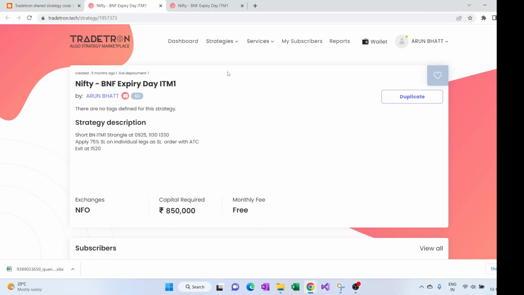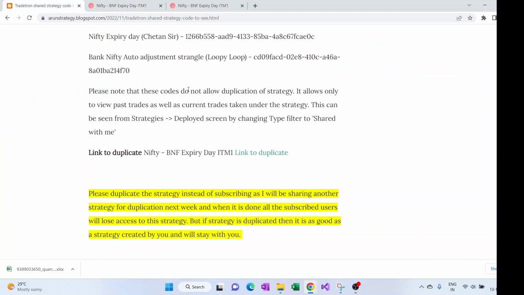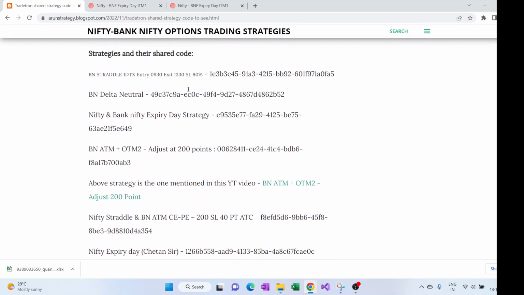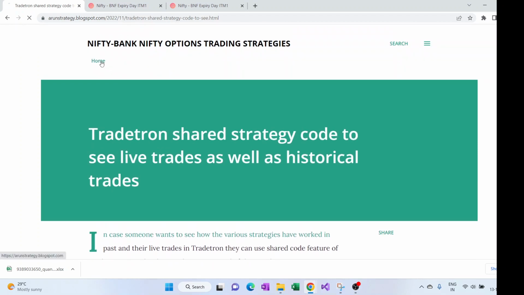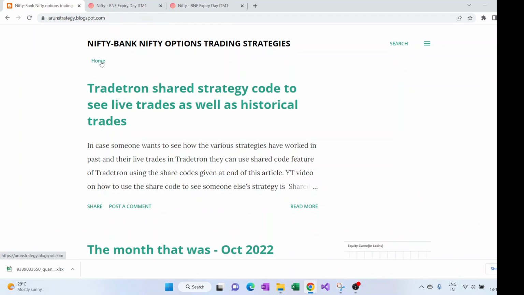So before going into the details of the strategy, I'll just share the backtest for this one. This is the expiry day setup, and it takes trade in 3 lots of Bank Nifty and 3 lots of Nifty. So where to see the details on the backtesting side?